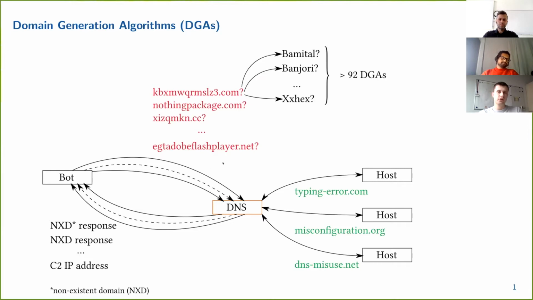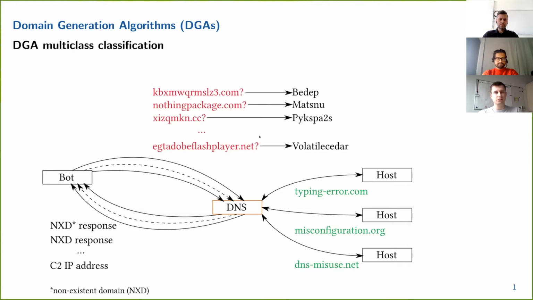Going one step further, it might be desirable to not only detect DGAs, but also to attribute the domains to the DGA that generated them, in order to allow for targeted remediation measures. This is, of course, more difficult than a binary classification task, as there are already over 92 DGAs now.